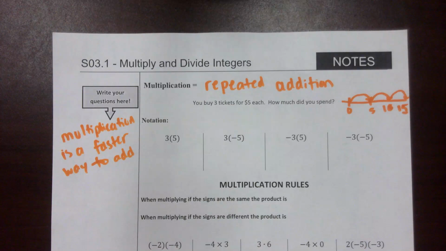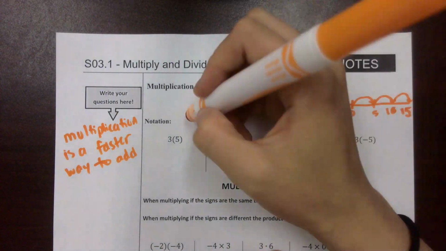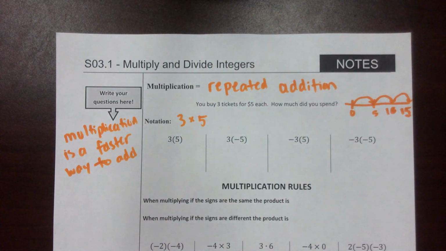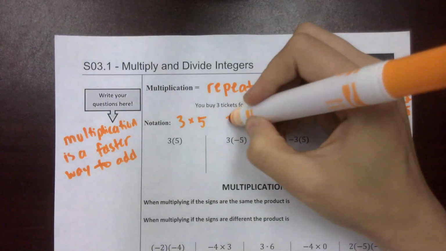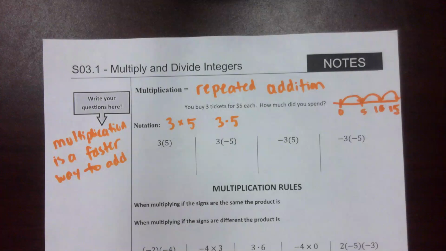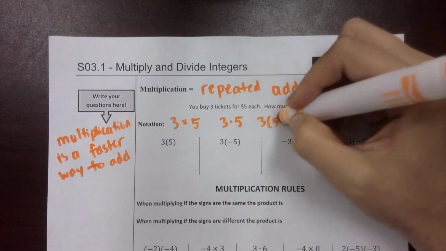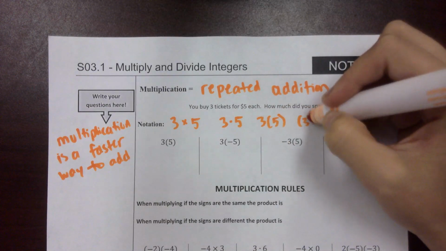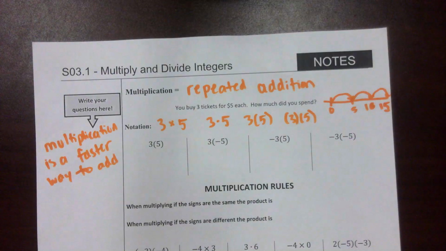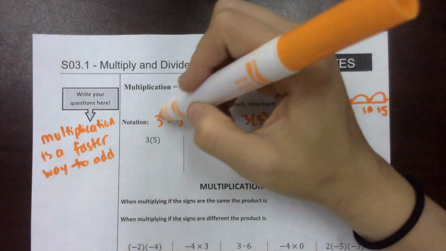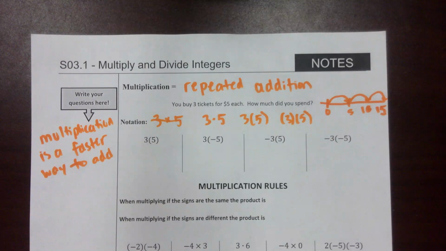Our notation: a lot of times you'll see 3 times 5 with that little X there, but what we want to get used to is using the little dot or using parentheses. So you could have 3 and then the 5 in parentheses, or the 3 in parentheses, or maybe they're both in parentheses. These are all the same thing. We don't want to use the X really anymore because you see X a lot in algebra.